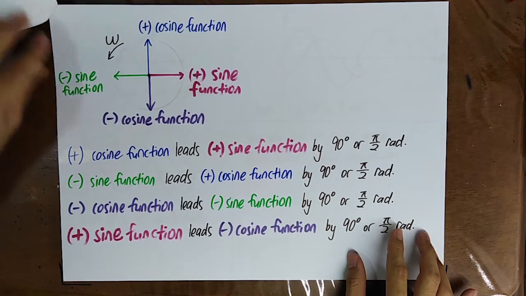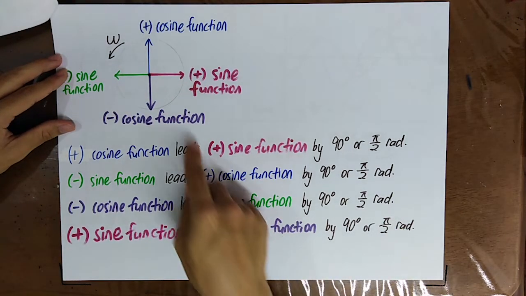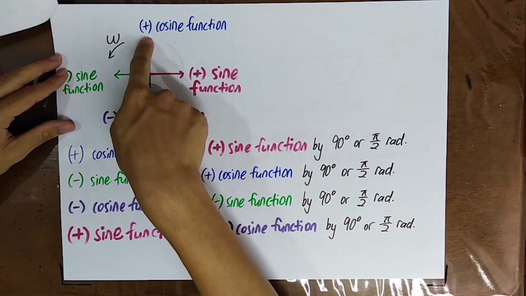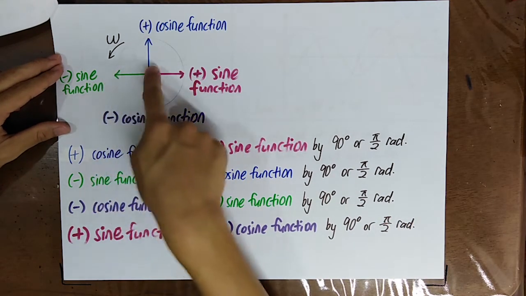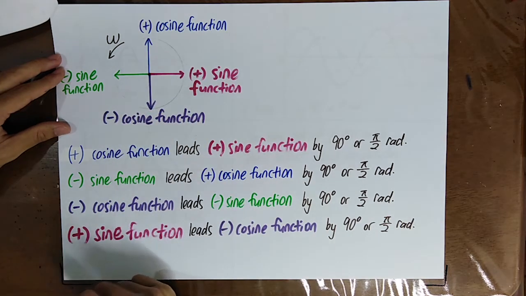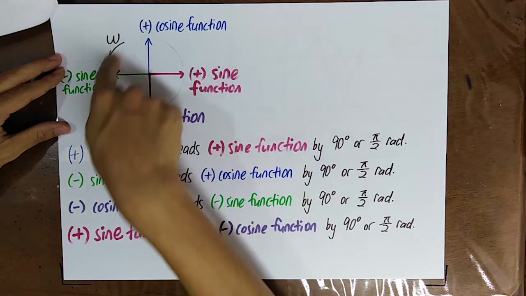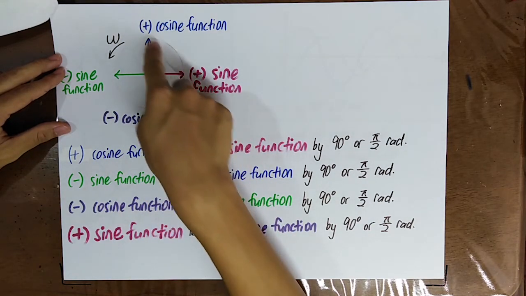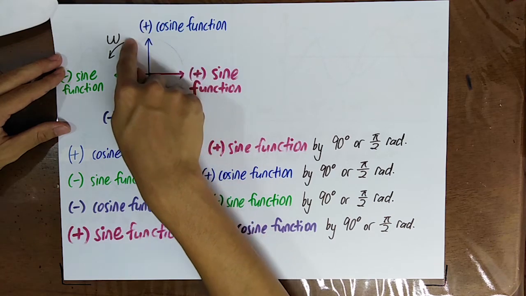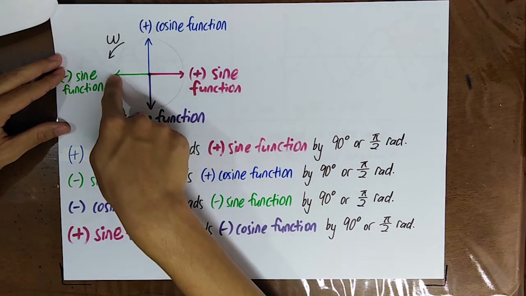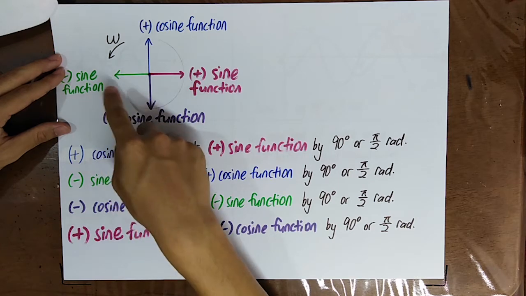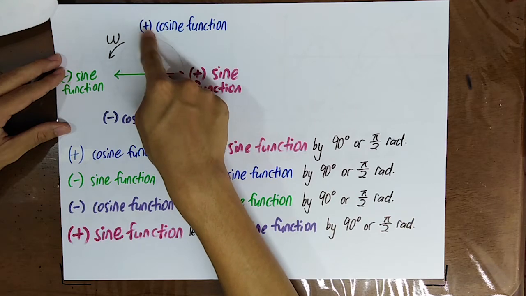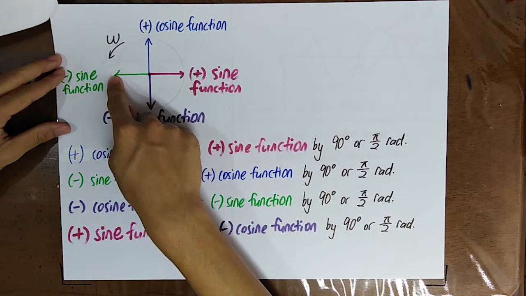Okay, so let's summarize what you have learned. This is the positive sine function. This is the positive cosine function. This is the negative sine function. This is the negative cosine function. And then it is rotating in the anti-clockwise direction. Assume that you are here and you are running here, and then your friend is here and your friend is running here. You know that your friend is leading you, and you are lagging behind your friend.